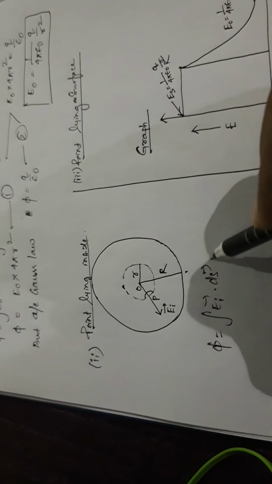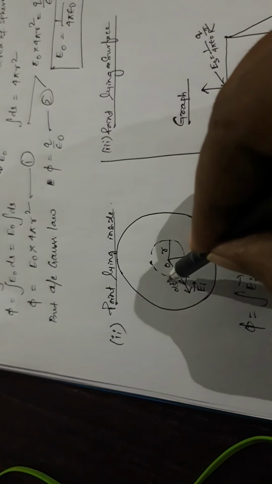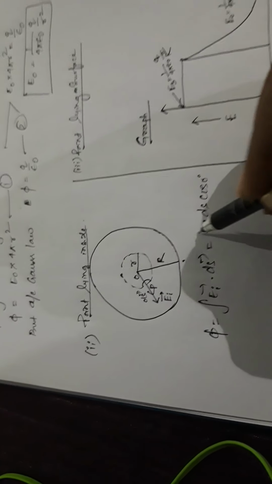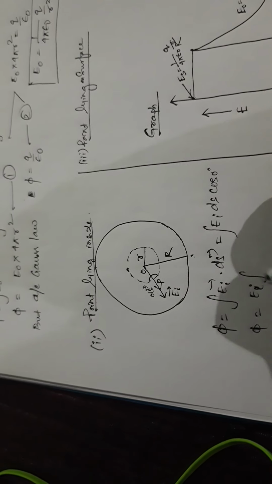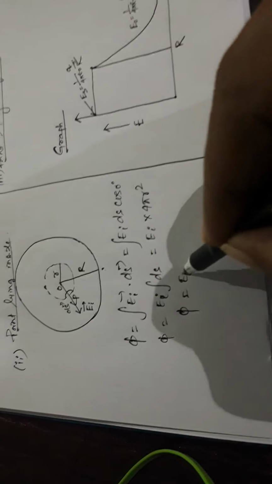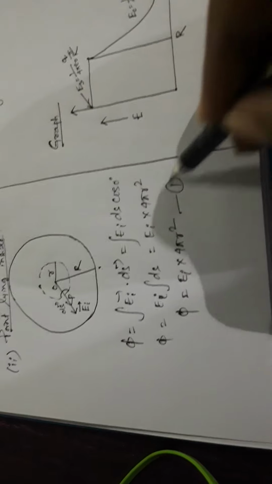So here it will also be EI ds cos 0 degree. Now phi is equal to EI integration of ds, or EI into 4 pi r square. So phi is equal to EI into 4 pi r square. This is equation 1.